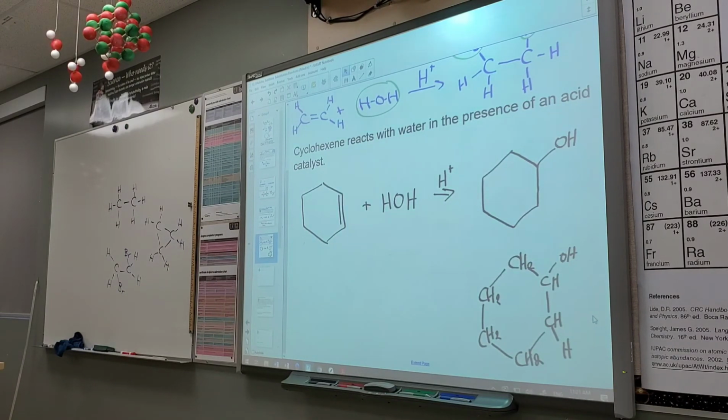Is that okay? What does that mean? How many H2s are we attaching? You broke the triple bond first, and then with the second round of hydrogens being added, you broke the double bond.